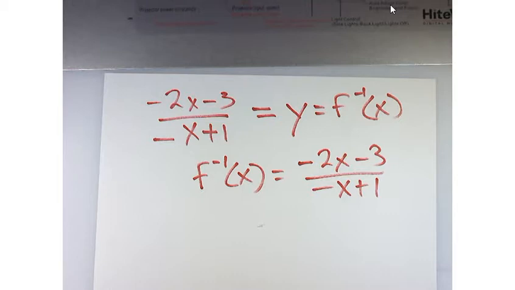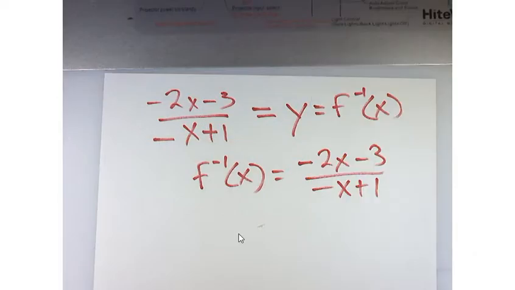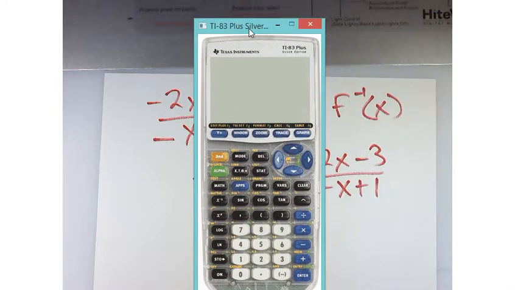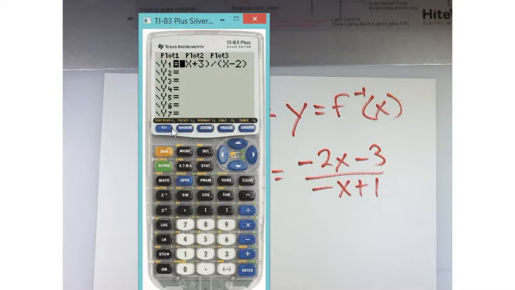Okay, so now how do we verify that? Well, if we come in here and I plug this equation into my graph, so we pull up our old graph, and then on the next line I plug in the exact same equation, I should get some symmetry across the y equals x diagonal line.